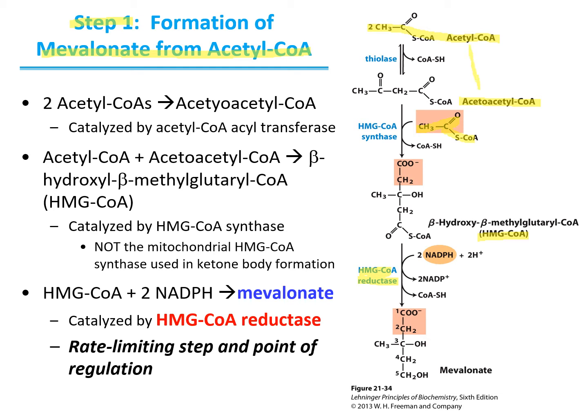So step 1, 2 acetyl-CoAs into acetoacetyl-CoA. Step number 2, acetoacetyl-CoA plus one more acetyl-CoA, which is here, to give us HMG-CoA. And the last reaction of this step is the rate limiting step, which is HMG-CoA into mevalonate, done by HMG-CoA reductase.